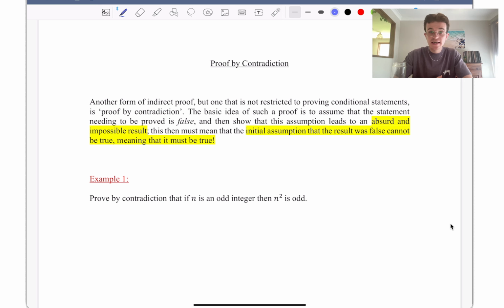So, proof by contradiction is a form of indirect proof, and the basic idea is to assume that the provided statement is false and then show that this assumption leads to an absurd and impossible result. So if the initial assumption was false and our result is absurd and false, that means the initial statement must be true.